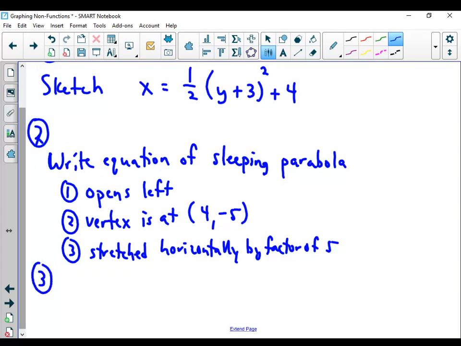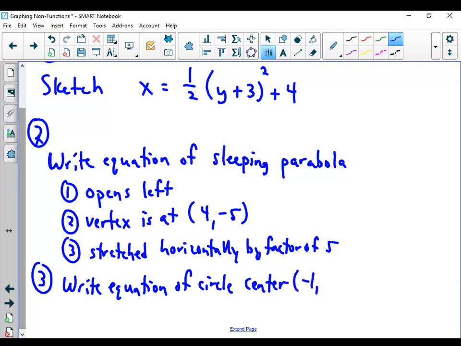And then the last thing is I want you to write the equation of a circle where the center is -1, 6 and the radius has a length of 7. Okay, so those 3 things there I'd like you to do. Do it on a separate sheet of paper because I'm going to collect those before you leave. And then your assignment I'll put up here, and it'll be due on Monday.